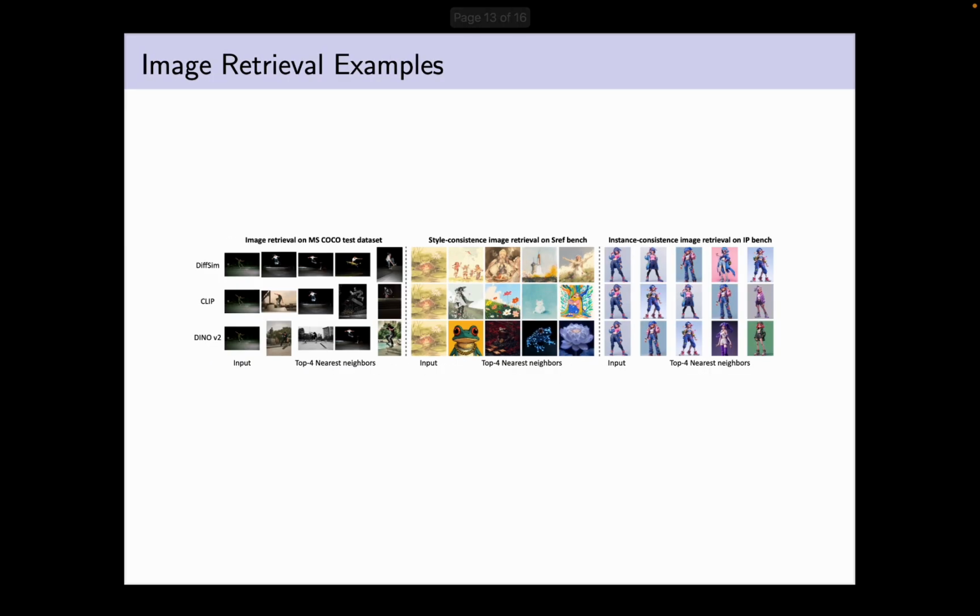Here are qualitative retrieval examples. On the SREF style benchmark, DiffSim retrieves images that truly match appearance and texture cues, whereas CLIP often prioritizes category. On Coco, DiffSim retrieves images that match not only semantics but background and composition. On IP, our nearest neighbors maintain character consistency. These visuals illustrate how AAS captures fine appearance details that typical global descriptors miss.